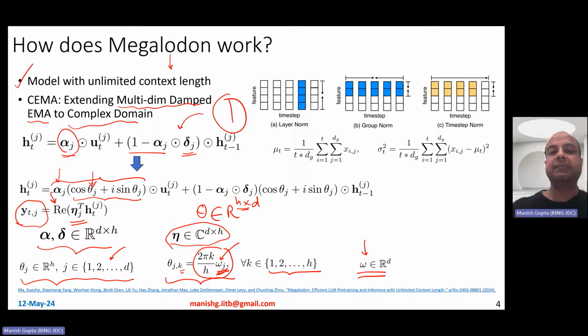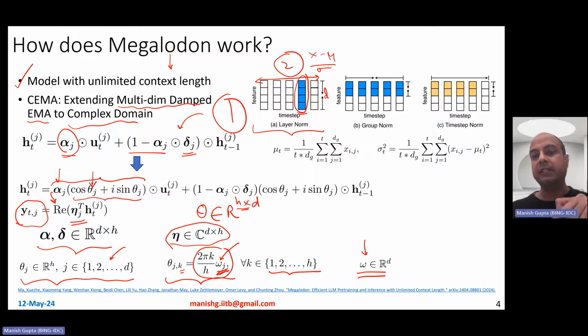The second change is time step normalization. Typical transformer models do layer normalization. If there are n different time steps in the sequence, layer normalization looks at the d dimensions in every time step and normalizes based on just that. It does z-score normalization, x minus mu divided by sigma, where mu is the mean and sigma is the standard deviation over all of the d numbers at this time step.